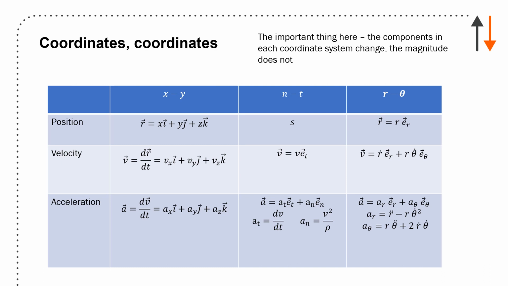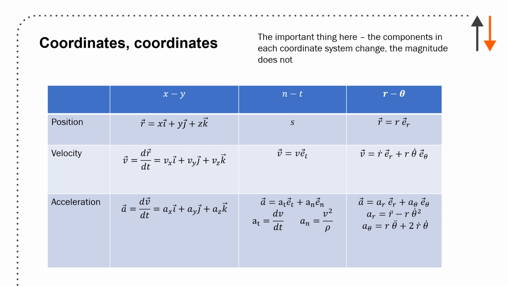Finally, we have acceleration. Again, relatively straightforward. Lots of component parts, ax in the i direction, ay in the j direction, az in the k. Acceleration in an NT system, again, sees the effect of the derivative because of the change in direction of e sub t. And so you have acceleration tangential e sub t and acceleration normal e sub n. Acceleration tangential is dv/dt. Acceleration normal is just going to be v squared divided by rho.